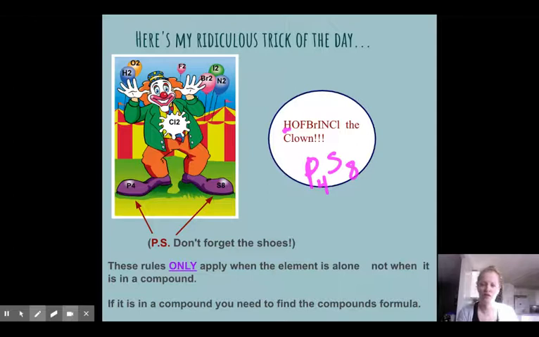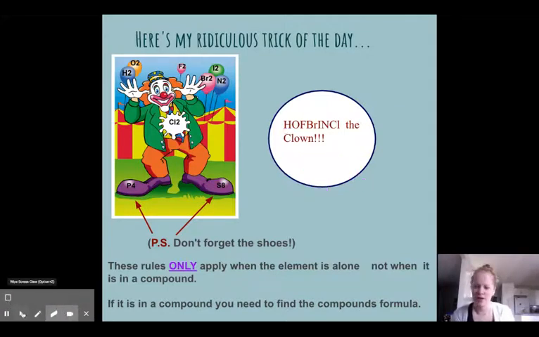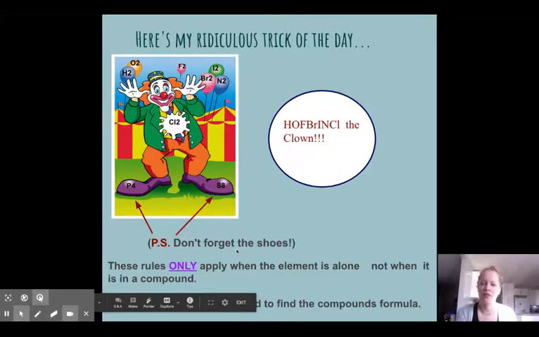Okay, so this is my other little trick: these are all twos. If these are all diatomic, 2 times 4 is 8. So PS, don't forget your suits. Hofbrinkel the clown. If you want to come up with your own mnemonic, I don't care, go for it. You're going to end up hearing this, and probably more than once.